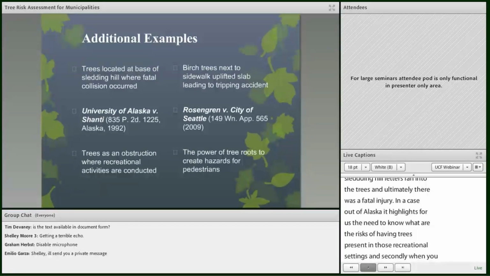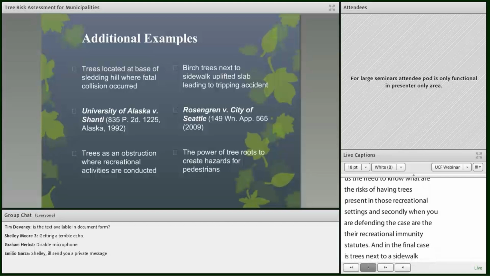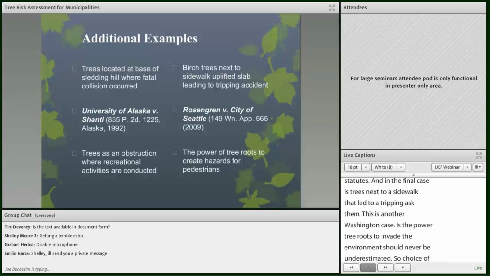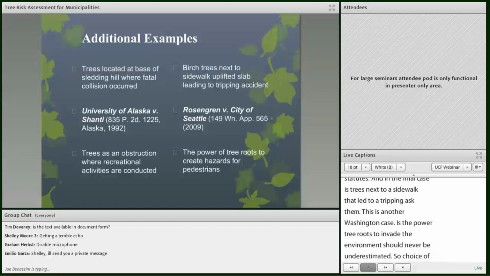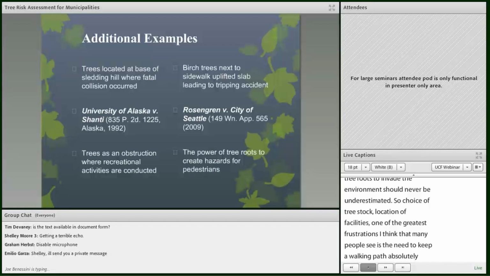And then the final case is birch trees next to a sidewalk that led to a tripping accident. This is another Washington case. The power of tree roots to invade the built environment should never be underestimated. And so choice of tree stock, location of facilities, one of the greatest frustrations I think that many people see is the need to keep a walking path absolutely straight instead of giving it a little meander to go around the tree. Always worth considering.